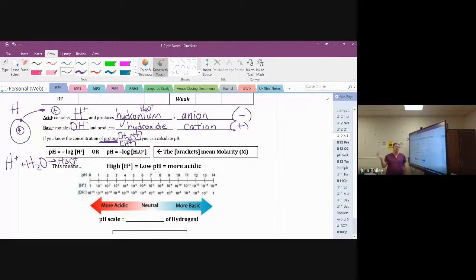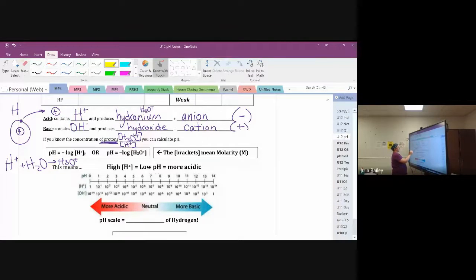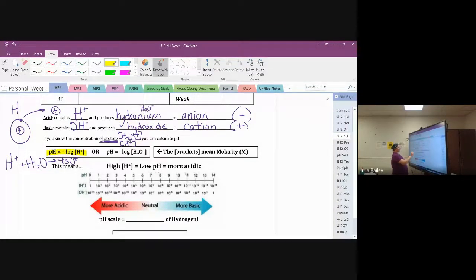Your concentration of protons and your concentration of hydronium end up being a 1-to-1 ratio. So they're the same number. So we end up using these abbreviations interchangeably. If you know the concentration of protons or if you know the concentration of hydronium, you can calculate a pH. With this formula, your pH is the negative log of H plus or the negative log of H3O plus. Those brackets mean molarity, so concentration in units of molarity.